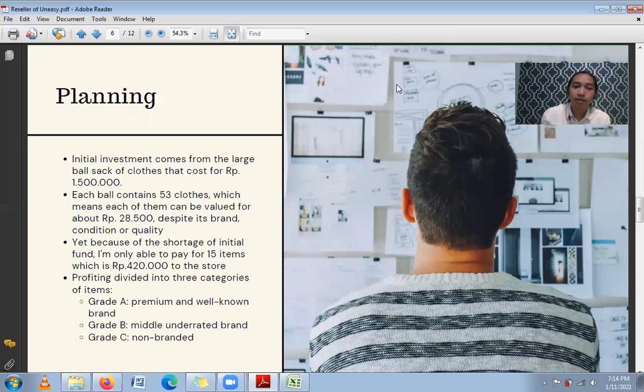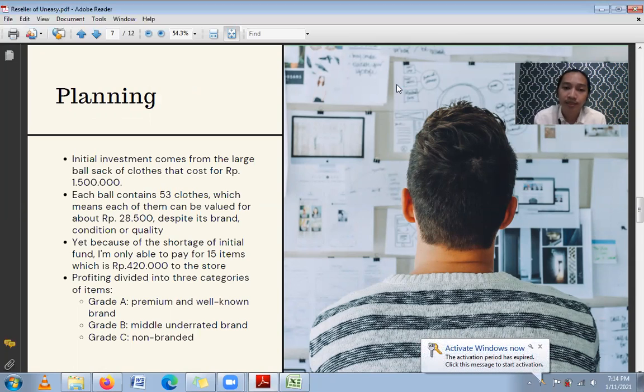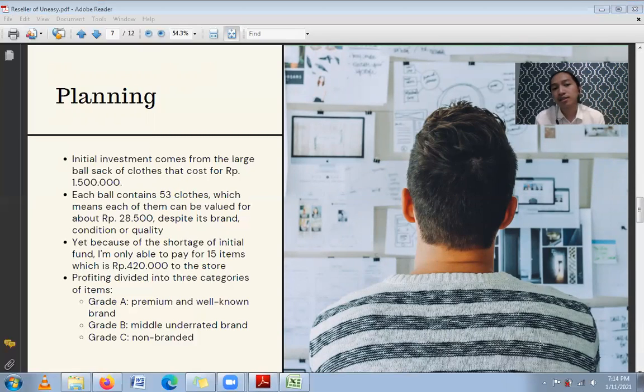So next up, we're going to move to the functions of managing itself. I'm going to explain to you all how I run my own reselling. Basically, the initial investment of this company starts from 1,500,000 rupees, as you can see on the screen. That particular price could already buy a ball sack of clothes with 53 items in it, and with that we can gain about 28,500 rupees for each item.